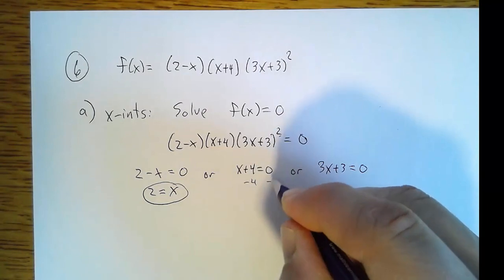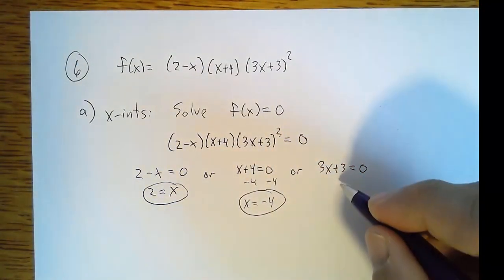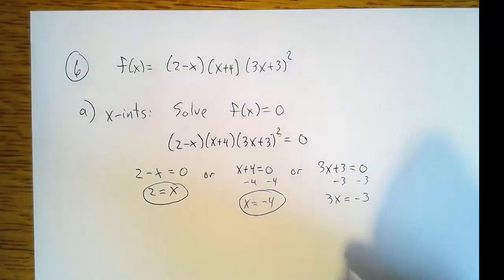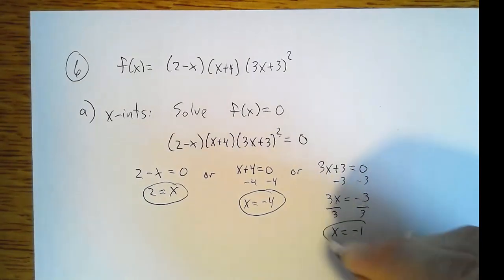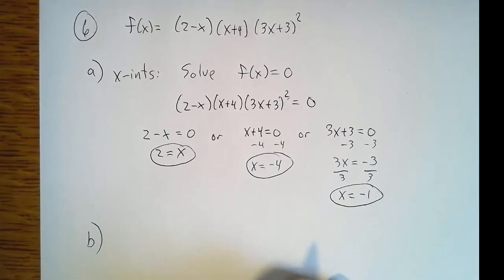Subtracting 4 from both sides, I get x equals negative 4 as an x-intercept. Subtracting 3 and then dividing by 3 on both sides gives us x equals negative 1. So those are the three x-intercepts. And part B, we're asked to find the end behavior of this function.